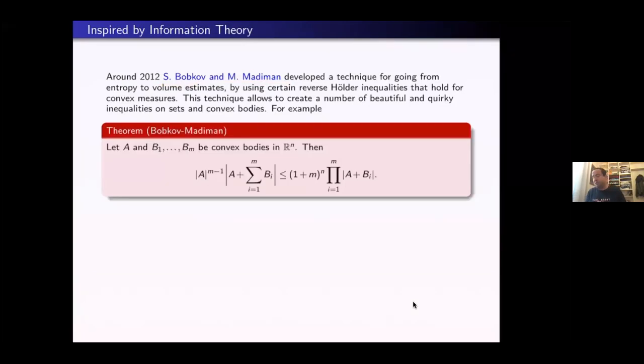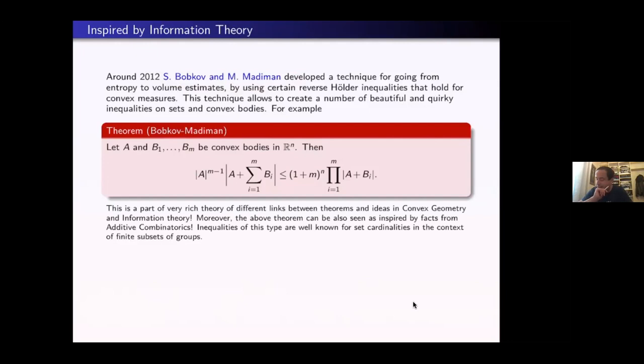One of the inequalities that they offer is like this. It looks very strange, absolutely not clear to people working in convex geometry. So let A be a fixed convex body, and you take as many bodies as you want, and you take A to the power m minus one, you add those bodies like this, then there is the following bound. This inequality was proved, I don't remember, maybe 10 years ago, and again it uses just tools from information theory. Very, very nice inequality.